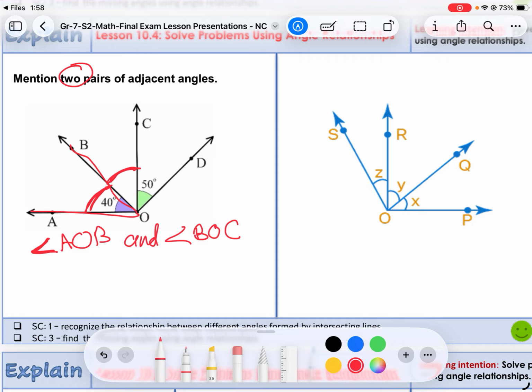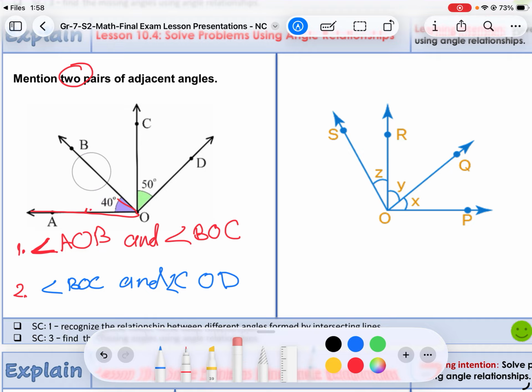They asked you for 2 pairs. So that's the first pair. The second one will be, for example, I will take this angle with this one. This angle is called BOC or COB, and angle COD. This is the right way to write the angles. Please make sure that you put "and" in between, or a comma or something. Okay, let me erase all of this.